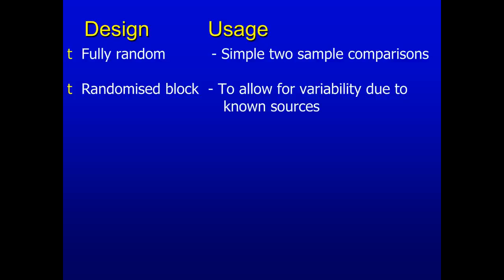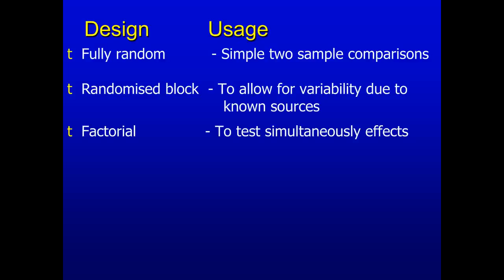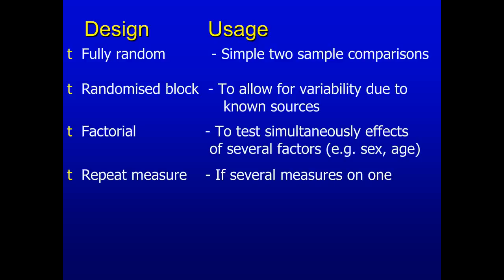To classify them, you can think of a fully randomized design, of which one of the uses is a two-sample comparison we've talked about, or you might have several experimental group comparisons. Another is a randomized block. Factorial, we've mentioned, tests simultaneously different factors and their effect. Repeated measures is when you use the same biological material over several periods of time.